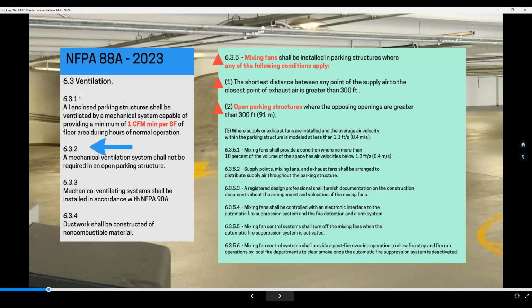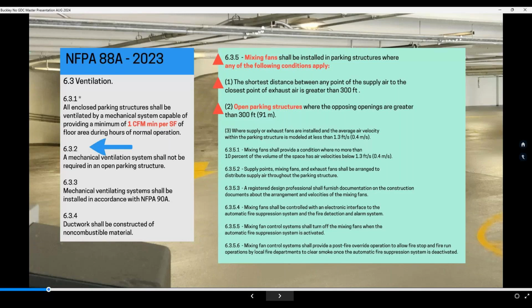Now, in 2023, they amended that because there was a burgeoning of awareness, driven by companies such as yourself and companies such as Buckley and SystemAir, that it may not be totally effective. So in 2023, you see they went from 6.3.4 to now include 6.3.5 all the way down to 6.3.5.6. I couldn't say that again if I had to.